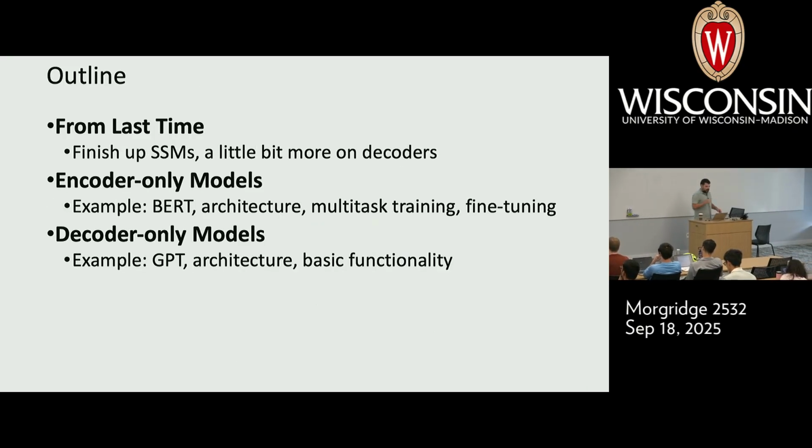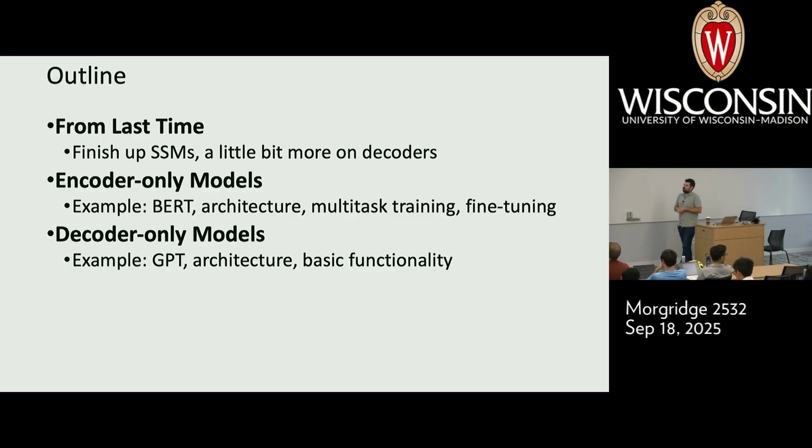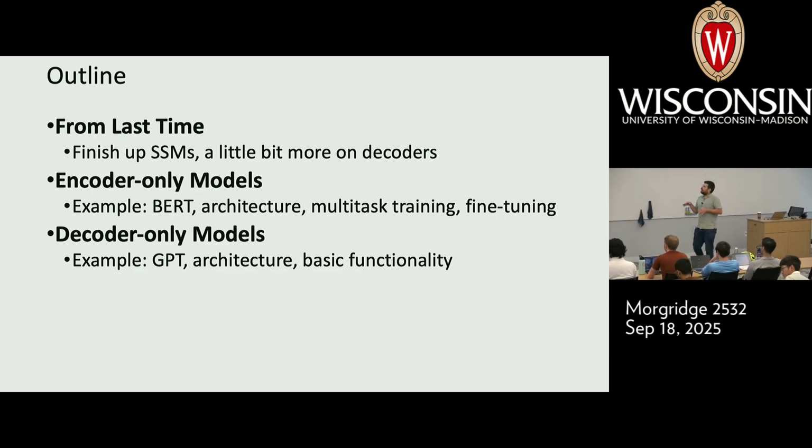All right, so for today, we'll finish up SSMs from last time. We only had a few minutes at the end of the lecture to talk about it. We'll start talking about encoder-only models. So we'll kind of go back to our transformer architecture. We won't talk about SSMs too much more. And then we'll go ahead and start talking about, well, what can we do if we want to make this thing into a really powerful form of embedder?